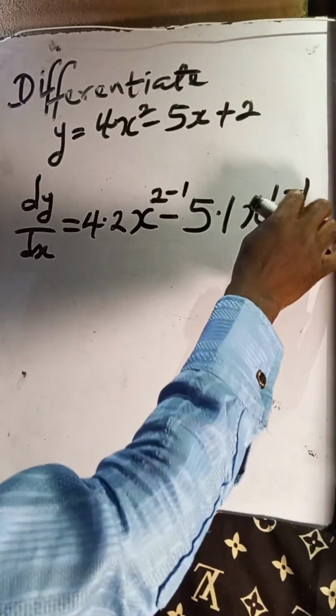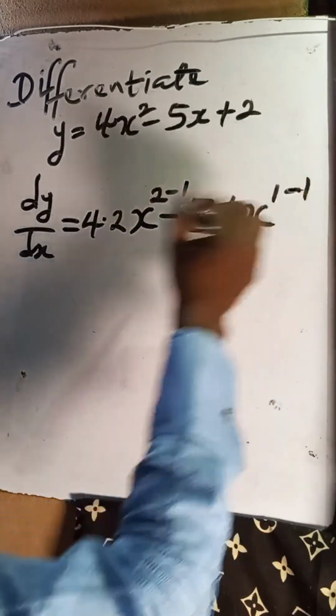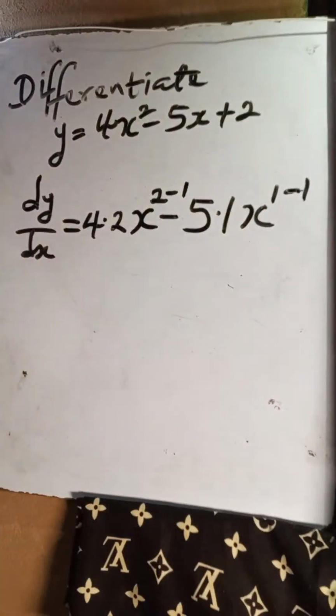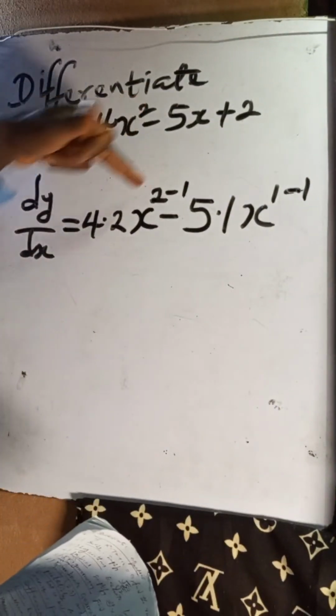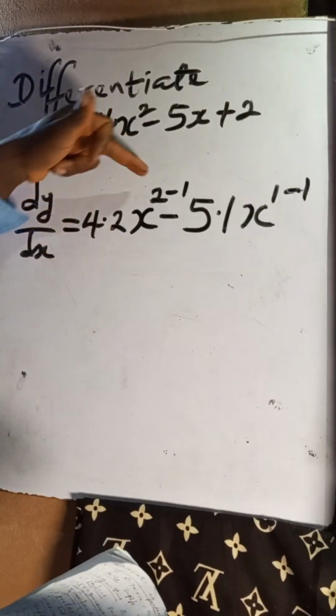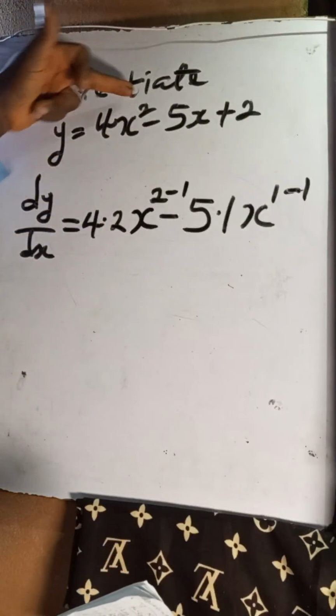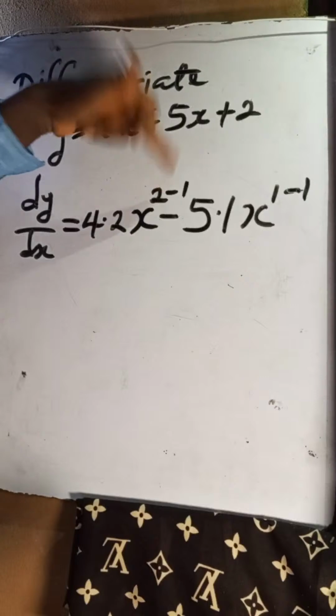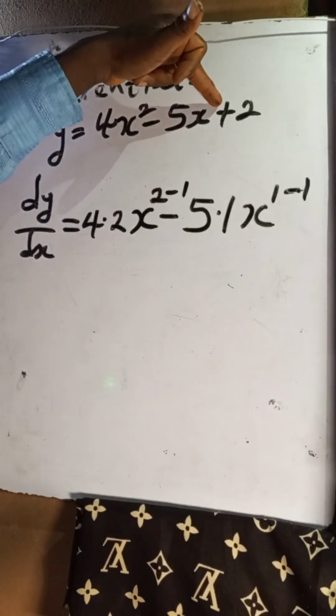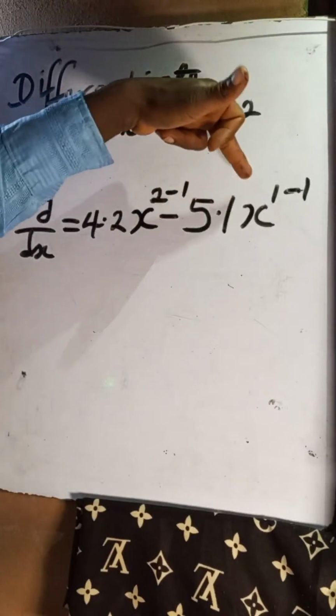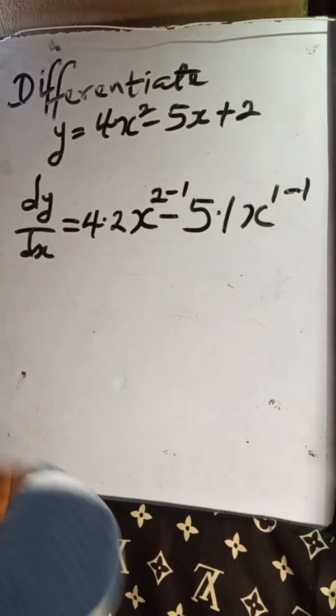I hope you are getting it. Differentiation means you are subtracting 1 from the power, but that is after you have used what is here to multiply this one, before subtracting 1 from it. That's what we're doing here. Then here we have 1. So 5 times 1, 5. Then x, 1 minus 1.